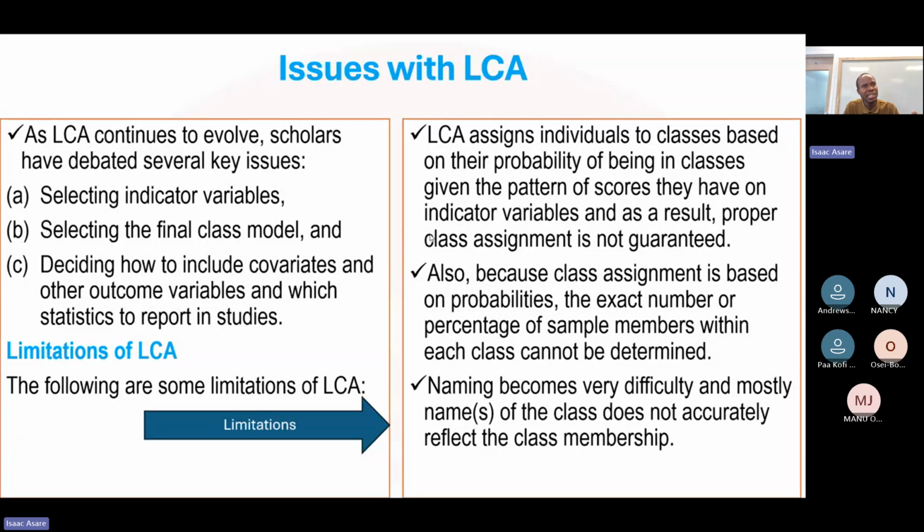Okay, now every statistical technique one way or the other has challenges or limitations, right? That the researchers need to be aware of, right? So one of the key challenges or issues when it comes to latent class analysis is selecting the indicator variables. Okay, getting the variables right is one of the challenges that mostly occurs when it comes to the usage of this technique, right?